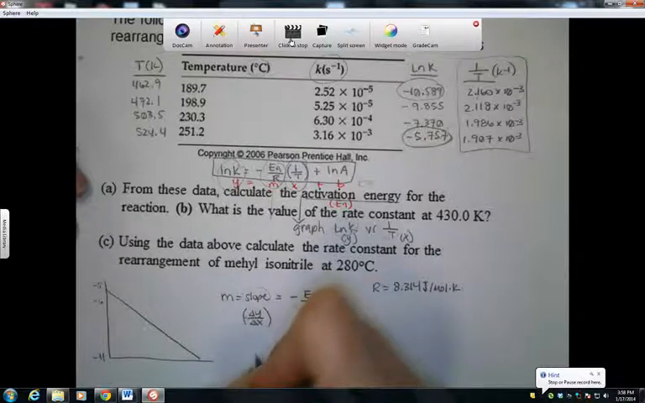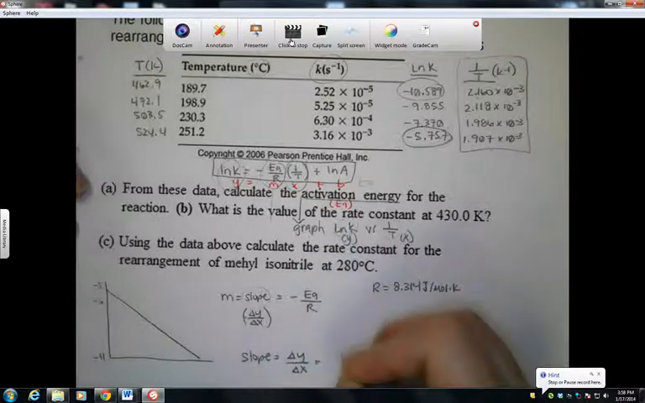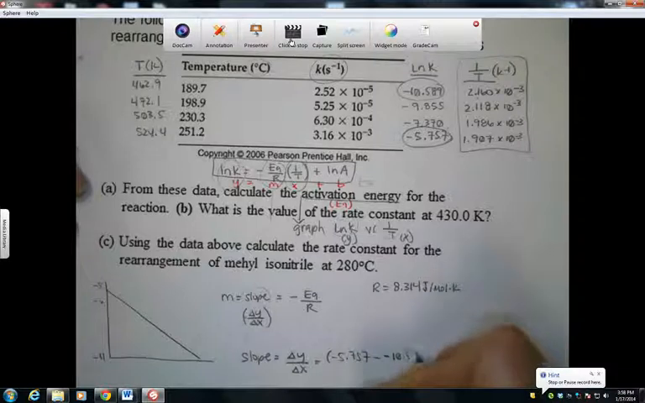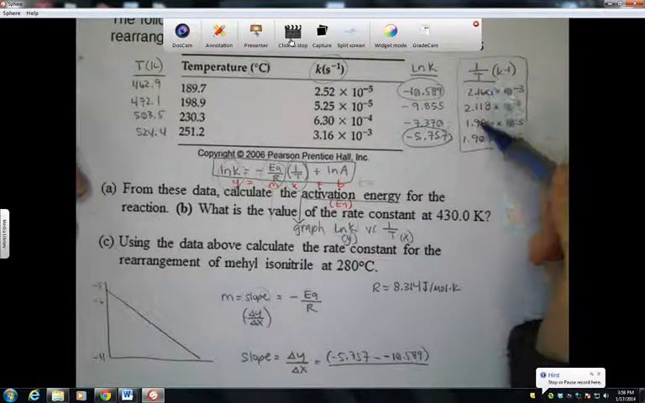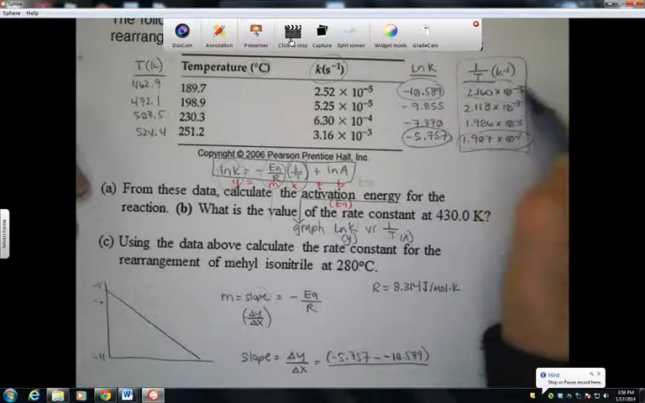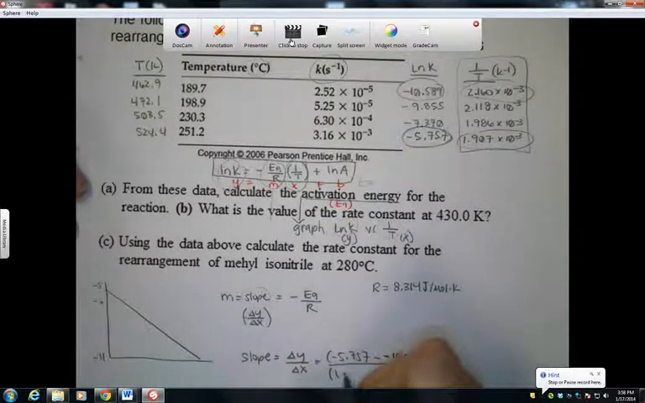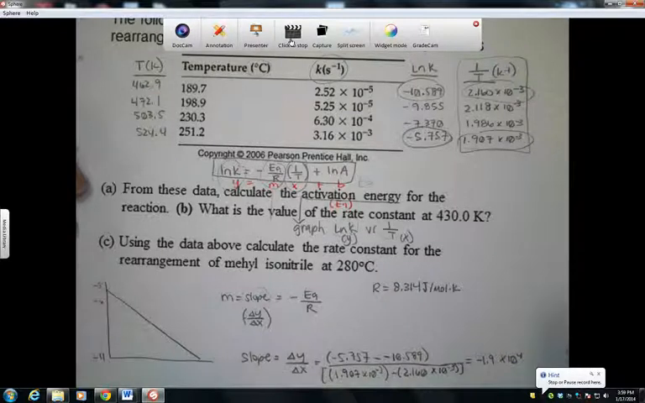Okay, so to get my slope, slope is going to be equal to the change in y over the change in x. And so we're going to take negative 5.757 and subtract negative 10.589 on the top. And then the change in x is going to be this minus this, because that's what's on your x-axis. So 1.907 times 10 to the negative 3 minus 2.160 times 10 to the negative 3, like so. Okay, so that's going to equal your slope. So just work this out, and you're going to get negative 1.9 times 10 to the 4th. So that's your slope.